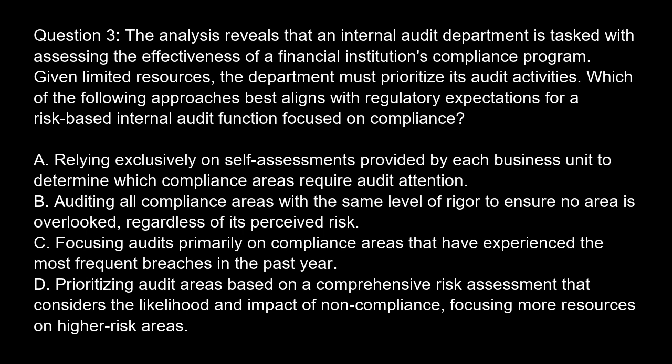Option A. Relying exclusively on self-assessments provided by each business unit to determine which compliance areas require audit attention. Option B. Auditing all compliance areas with the same level of rigor to ensure no area is overlooked, regardless of its perceived risk. Option C. Focusing audits primarily on compliance areas that have experienced the most frequent breaches in the past year. Option D. Prioritizing audit areas based on a comprehensive risk assessment that considers the likelihood and impact of noncompliance, focusing more resources on higher-risk areas.